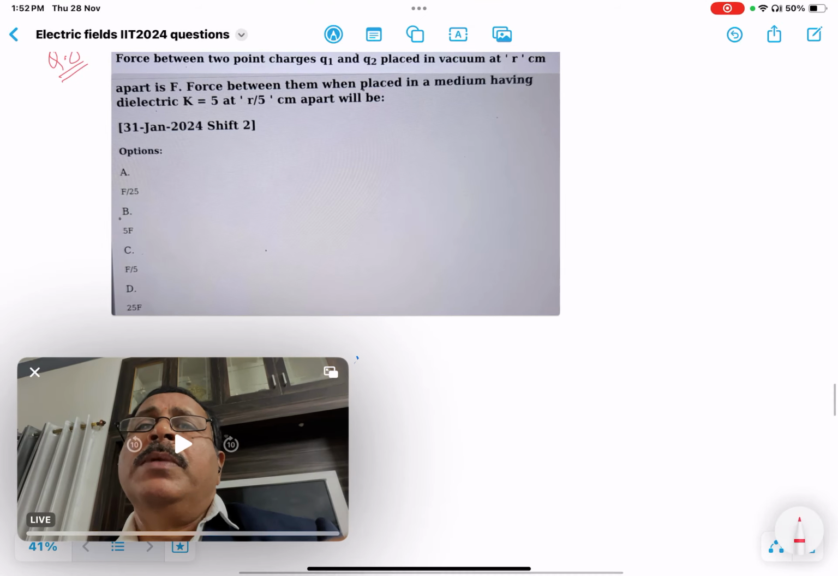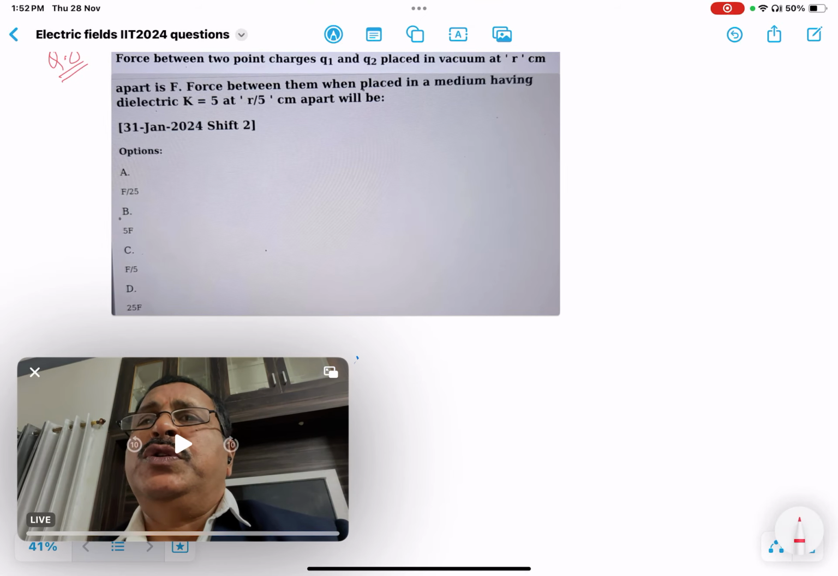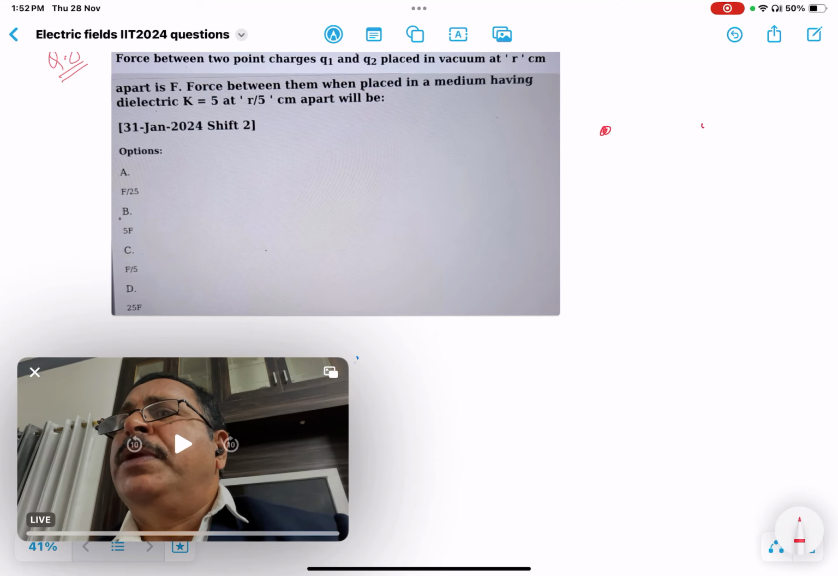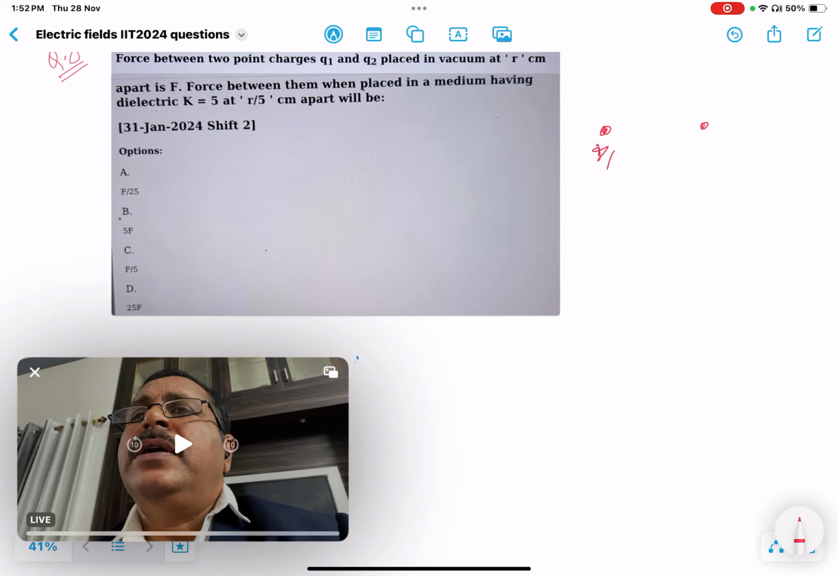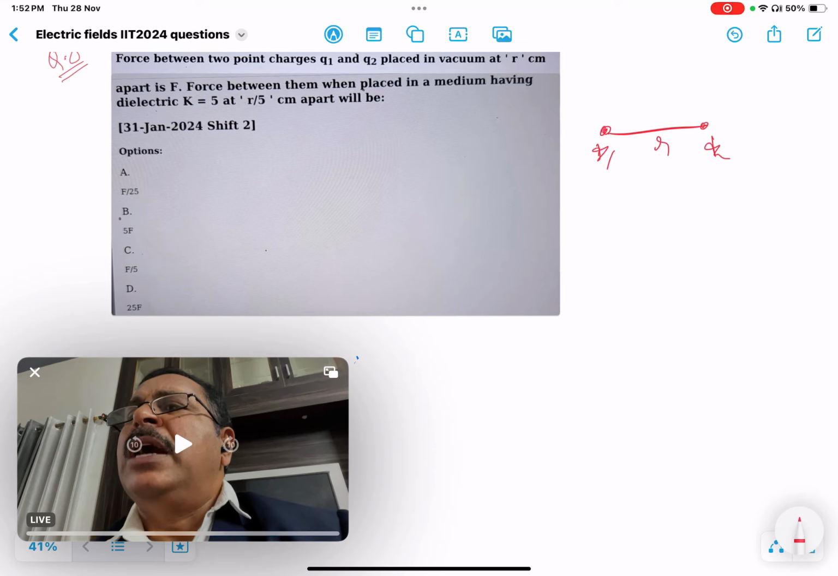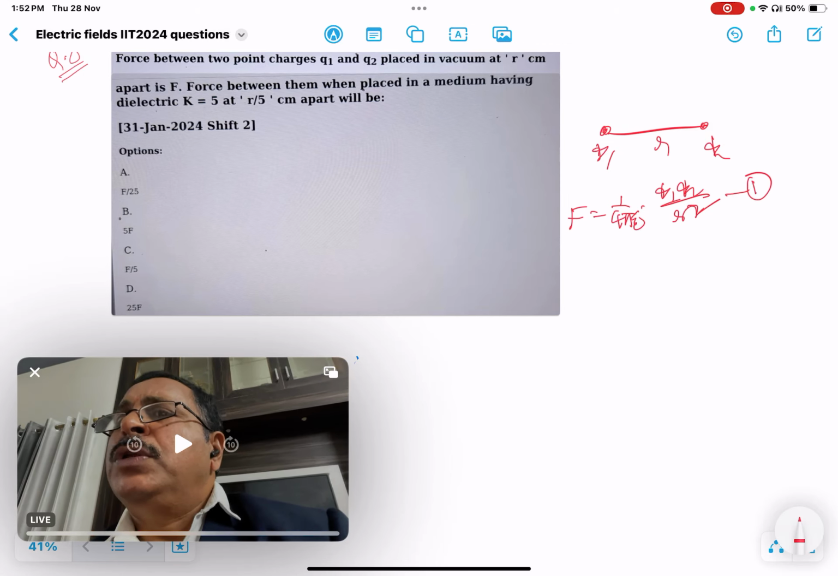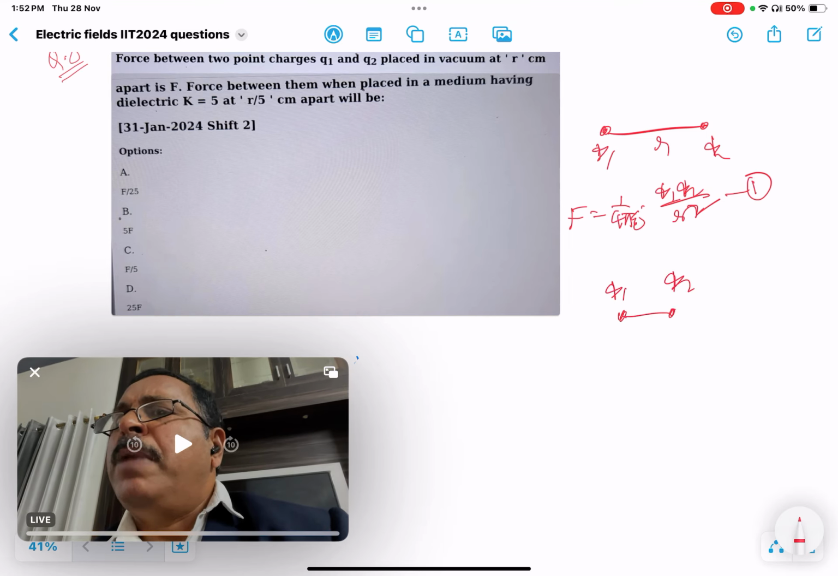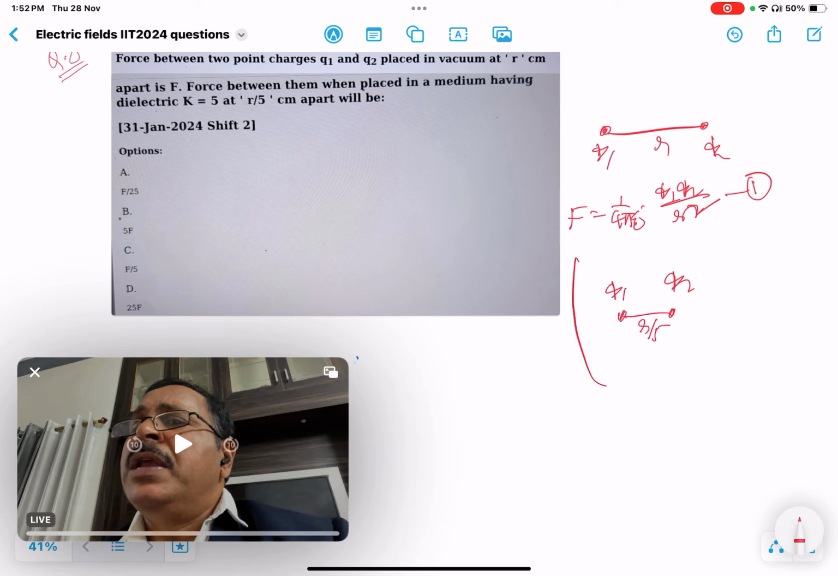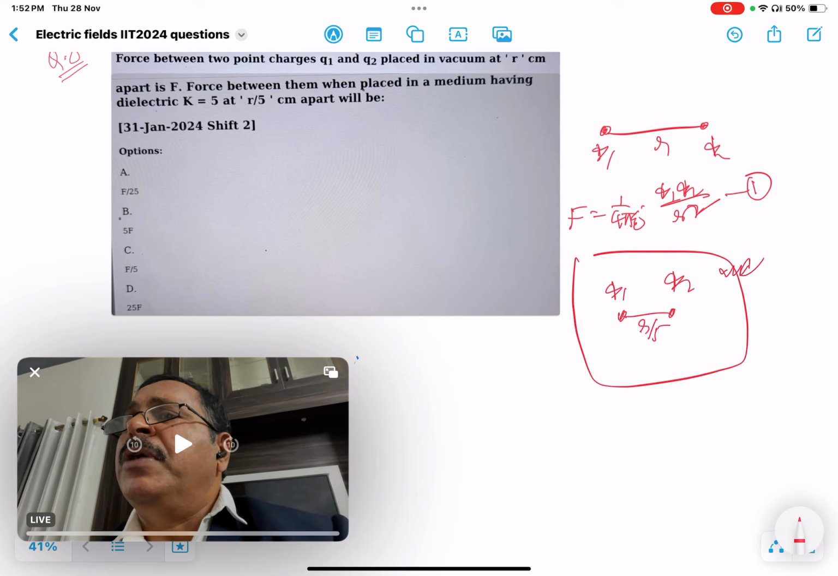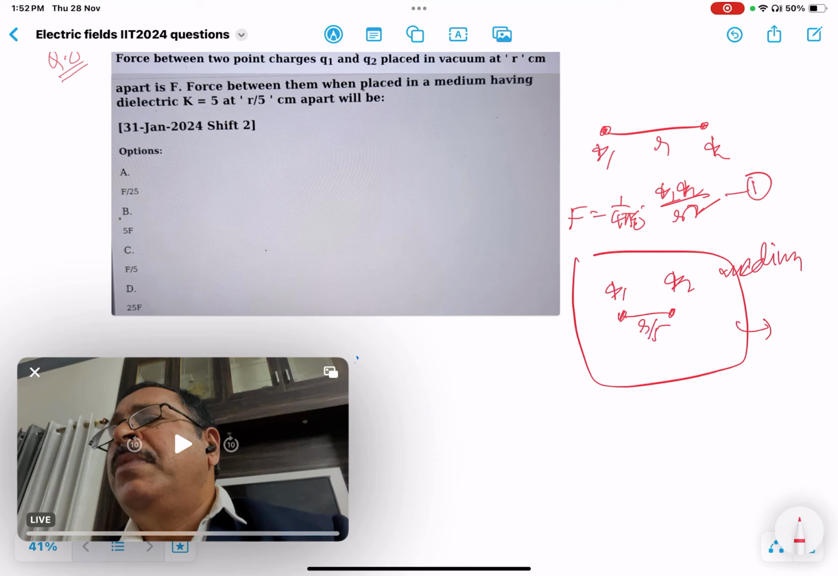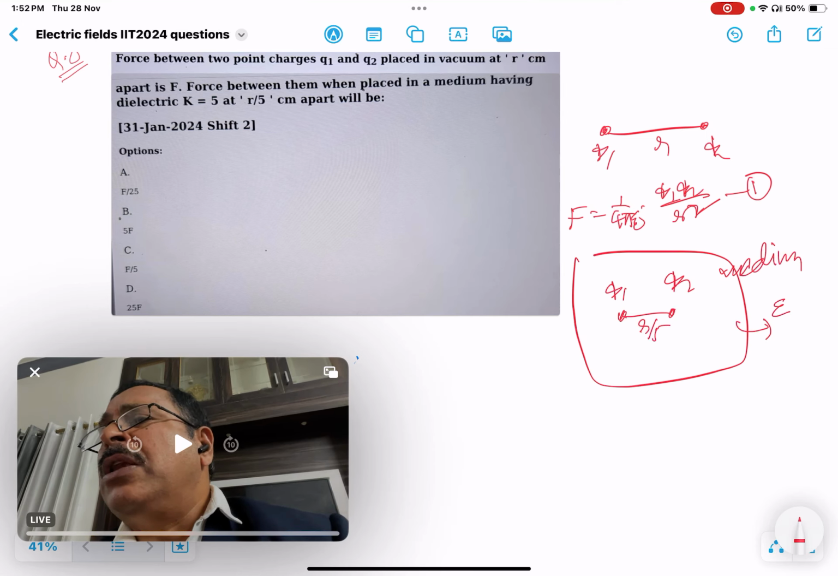Now, where is the next problem? Force between two charges Q1 and Q2 is placed here. Initially, the force between two charges Q1 and Q2, with distance between them R, is F equals 1 by 4 pi epsilon naught Q1 Q2 by R square. That is the first equation. Now, if the two charges Q1 and Q2 are placed at a distance R by 5 in a given medium, where the permittivity is epsilon R.